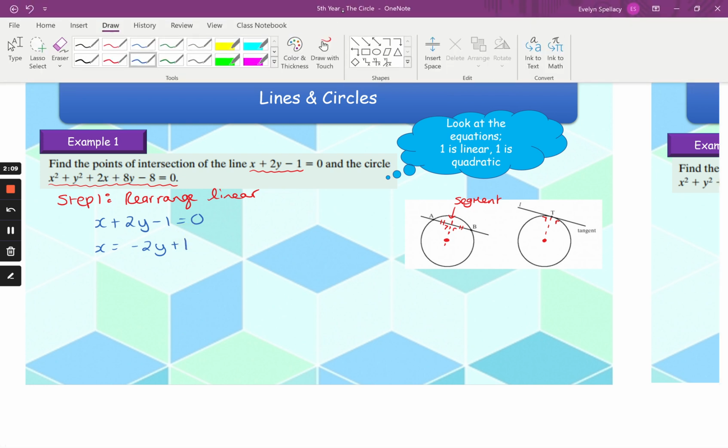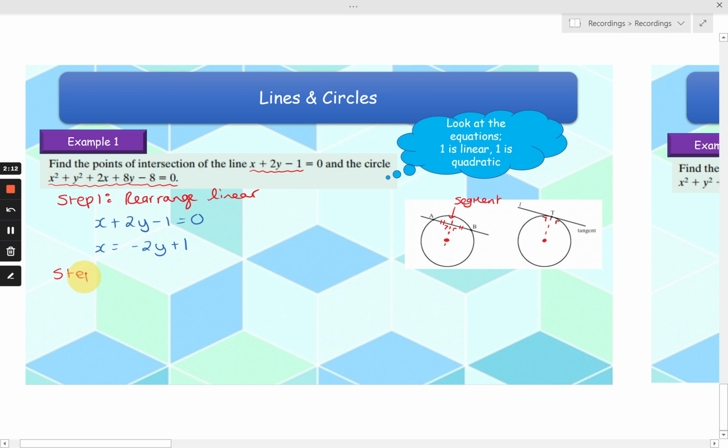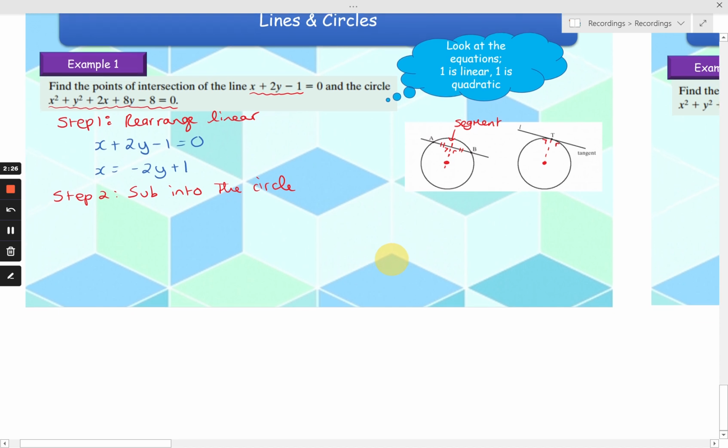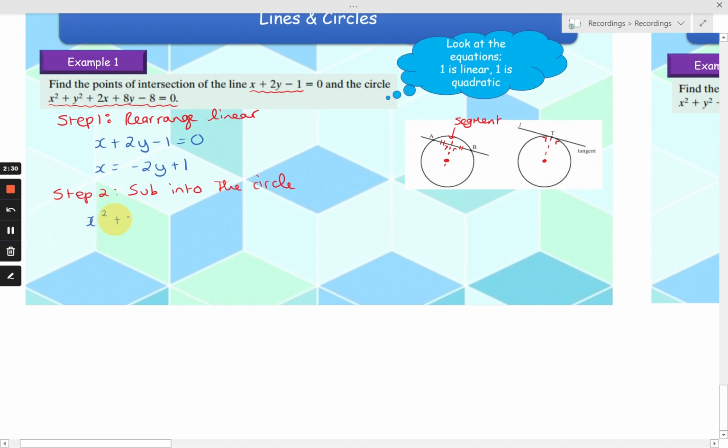Now that I have one of the variables isolated, step 2 is we're going to sub into, usually it's the quadratic, in this case it's the circle. So sub into the circle equation. So we have the equation x squared plus y squared plus 2x plus 8y minus 8. And anywhere I see an x, I'm now going to put in what I've isolated in the linear, which is minus 2y plus 1. So that means I'm going to have (minus 2y plus 1) squared plus y squared plus 2 by (minus 2y plus 1) plus 8y minus 8 is equal to 0.